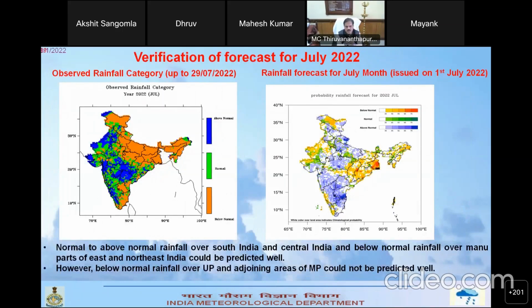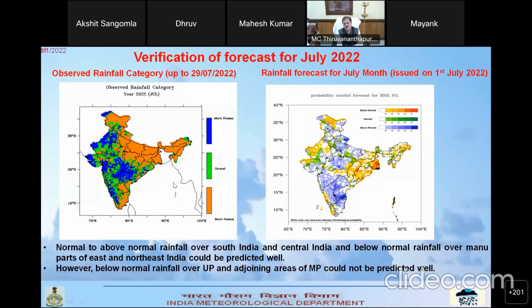Now I will come to verification of the forecast for July. On the right-hand side, this was the probability rainfall forecast, where blue and green indicated normal and above normal rainfall activity, and yellow, orange, and red indicated below normal rainfall activity. On the left-hand side, this is the actual rainfall activity, what has happened.